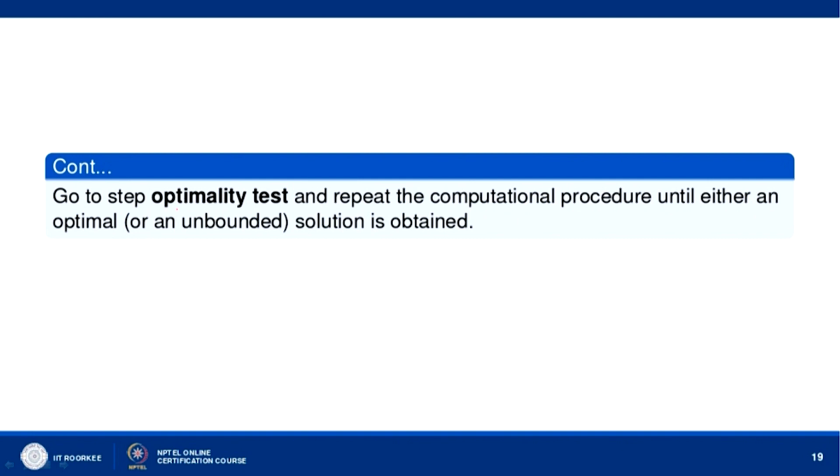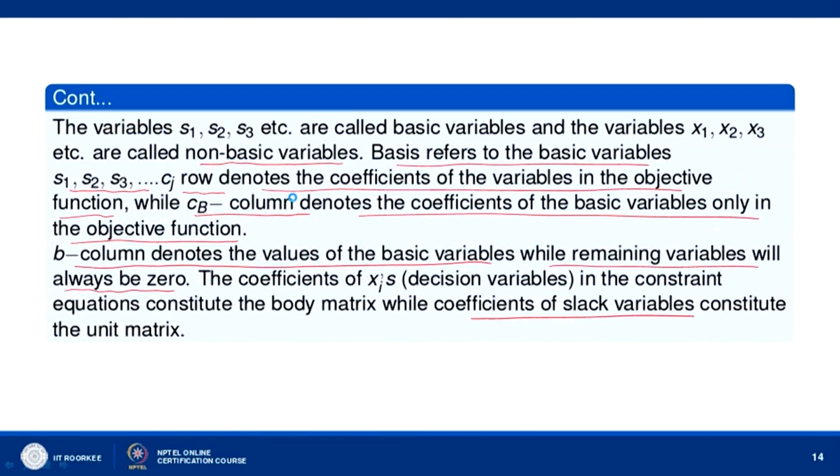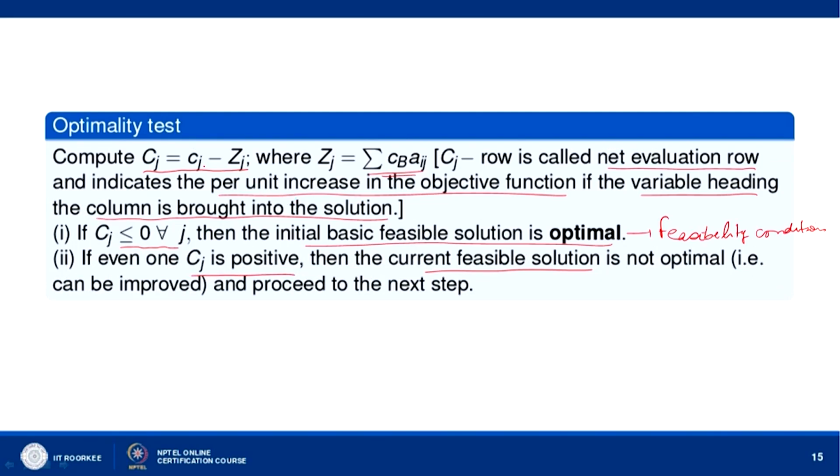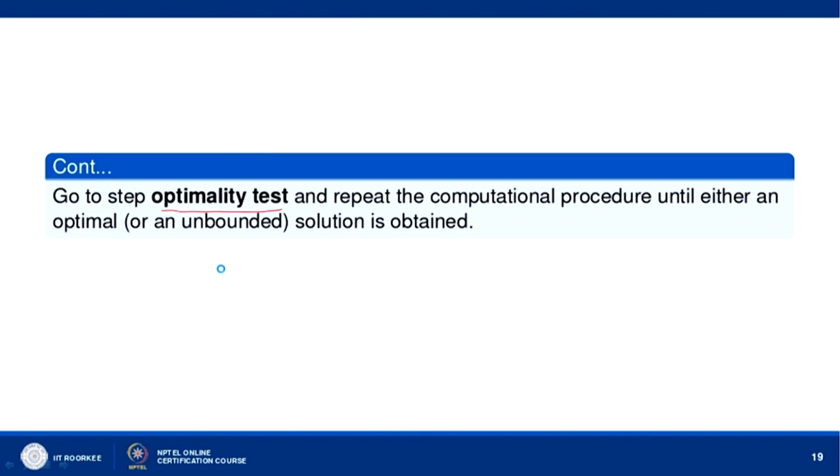And then we apply the optimality test. That is, we find capital Cj, which is equal to Cj minus Zj, where Zj is sigma Cb Aij, and then check whether capital Cj is less than or equal to 0 for all j. If so, the solution we have got is the optimal solution. If even one Cj is positive, then the current feasible solution is not optimal, and we proceed to the next step. So go to the optimality test and repeat the computational procedure until either an optimal or unbounded solution is obtained.